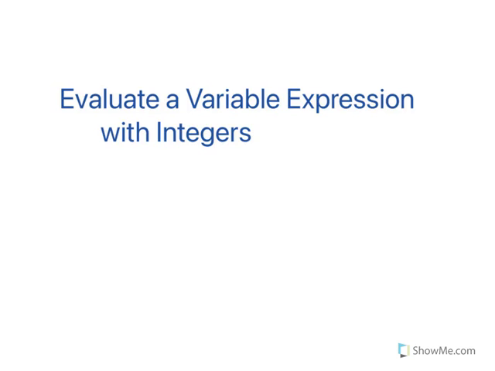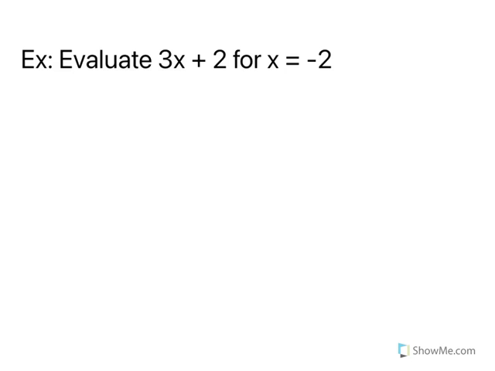Let's evaluate a variable expression with integers. I love integers. Let's evaluate 3x plus 2 for x equals negative 2. So what this means is that everywhere I see an x, I'm going to substitute in a negative 2.